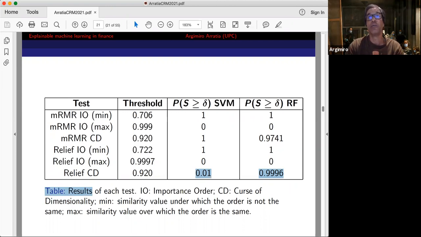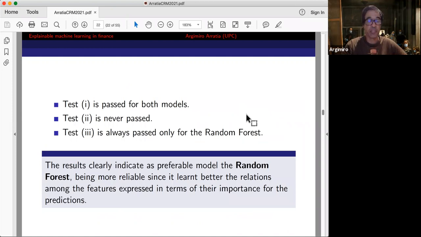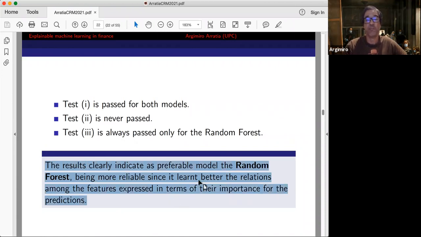So it turns out to be the best model with respect to not only precision, but also with respect to using the input variables in a reasonable way. So one can interpret a single prediction, being more aware that the model learned the importance of the features. Okay, here's the summary I just said. The results clearly indicate the random forest as the preferable model, being more reliable since it learned better the relations among the features, expressed in terms of their importance for the prediction.